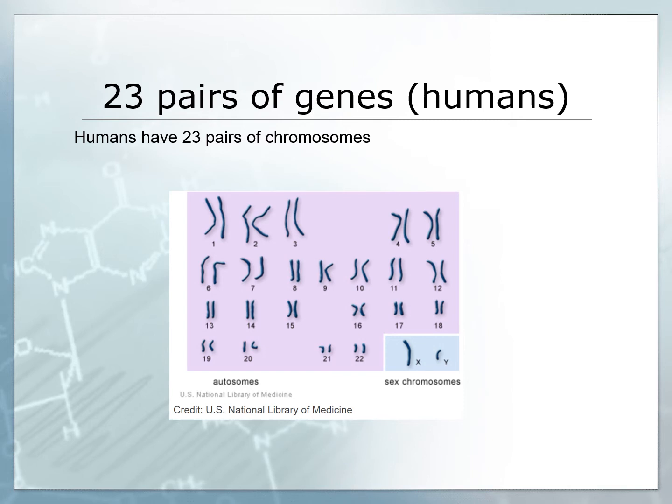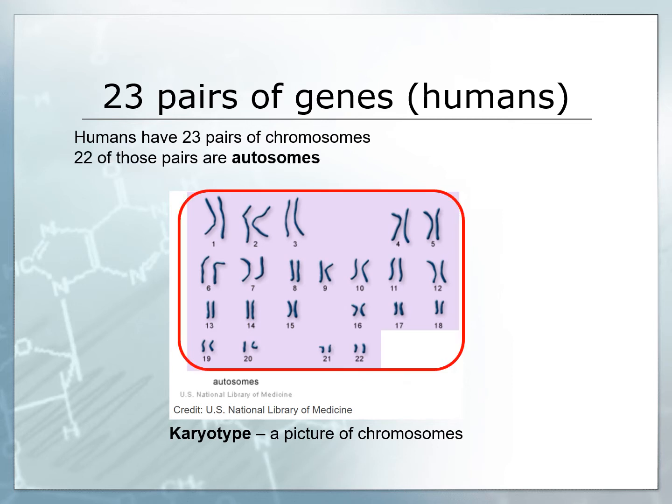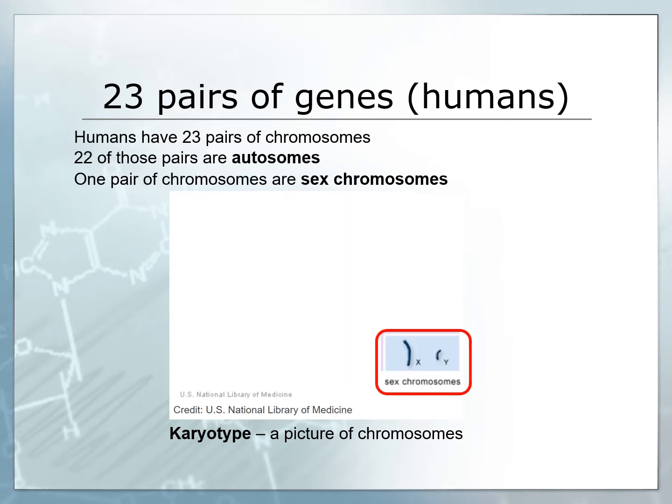Humans have 23 pairs of chromosomes. When they are arranged in a picture like this, it is called a karyotype. 22 of the pairs are called autosomes, and one pair are called sex chromosomes. The genes on these chromosomes are a little different from the genes on all the other chromosomes.